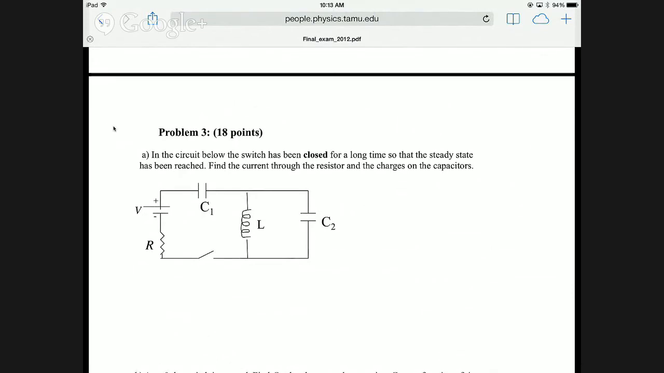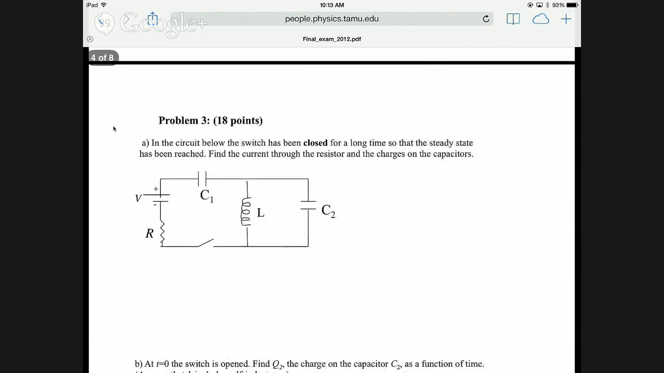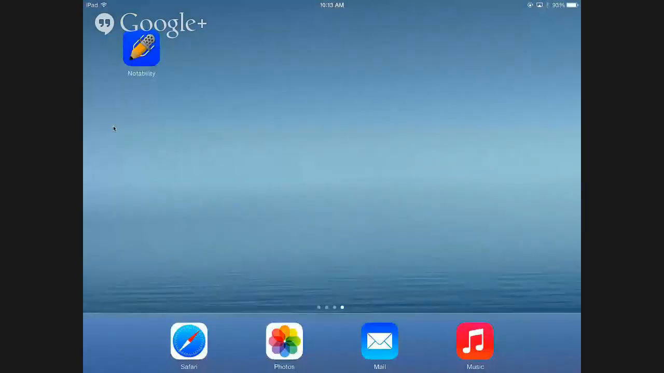Okay, so let's take a look at this one. In the circuit below, the switch has been closed for a long time, so the steady state has been reached. Find the current through the resistor and the charges on the capacitors. Let's see if I can remember this one. Let me bring it up on my other computer real quick so I can write that down. It is 2012, number 3. Let's take a look at that.